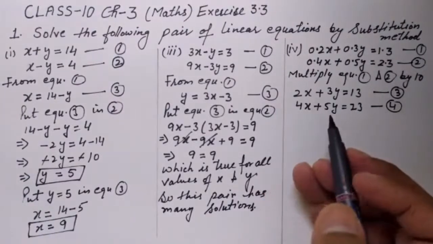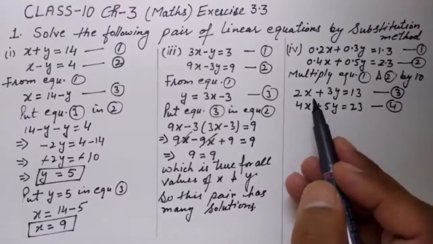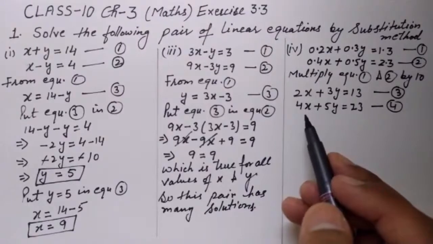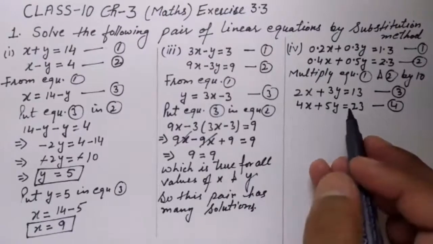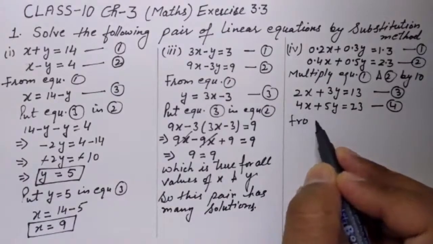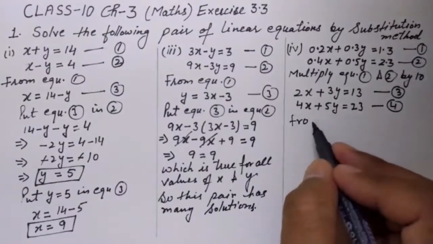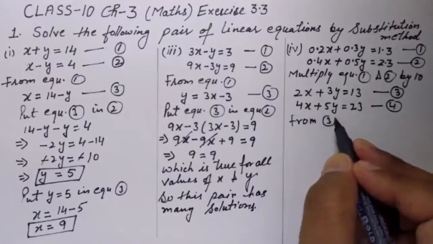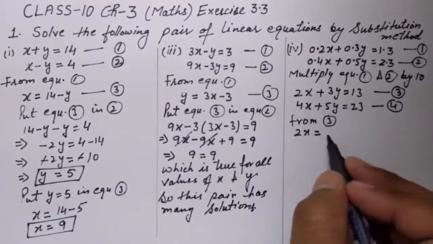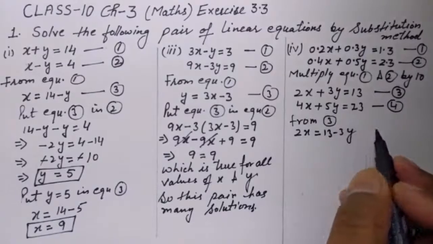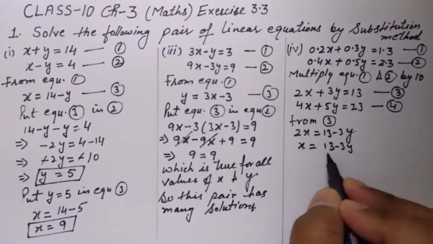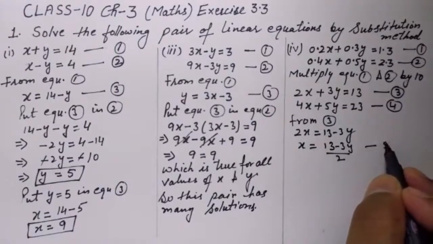Now what I do, I'll take out the value of either x or y from any one of the equations and then fill that value in the other equation. So from 3 I take out the value of x. From 3 I get 2x is equal to 13 minus 3y. Then x is equal to 13 minus 3y over 2. Suppose this is equation number 5.